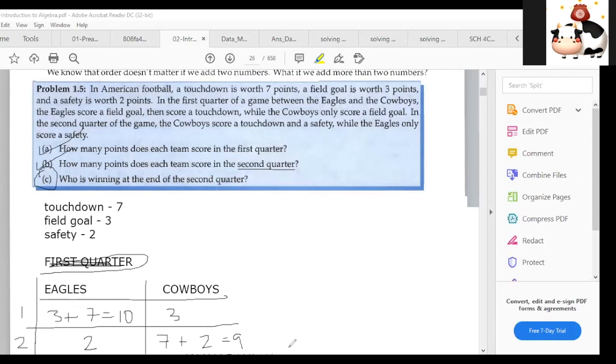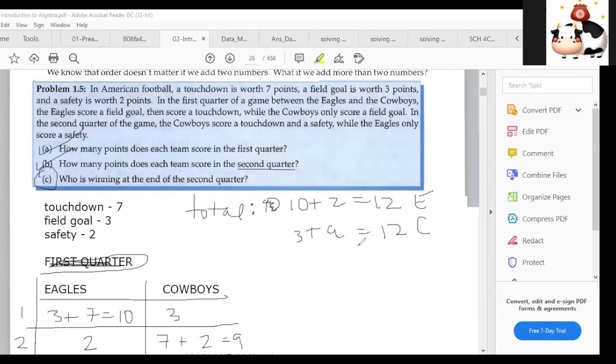So how many points total do they have? It's a tie, very good, okay? So the total is 10 plus 2, which is 12 for the Eagles, and 3 plus 9, which is 12 for the Cowboys.